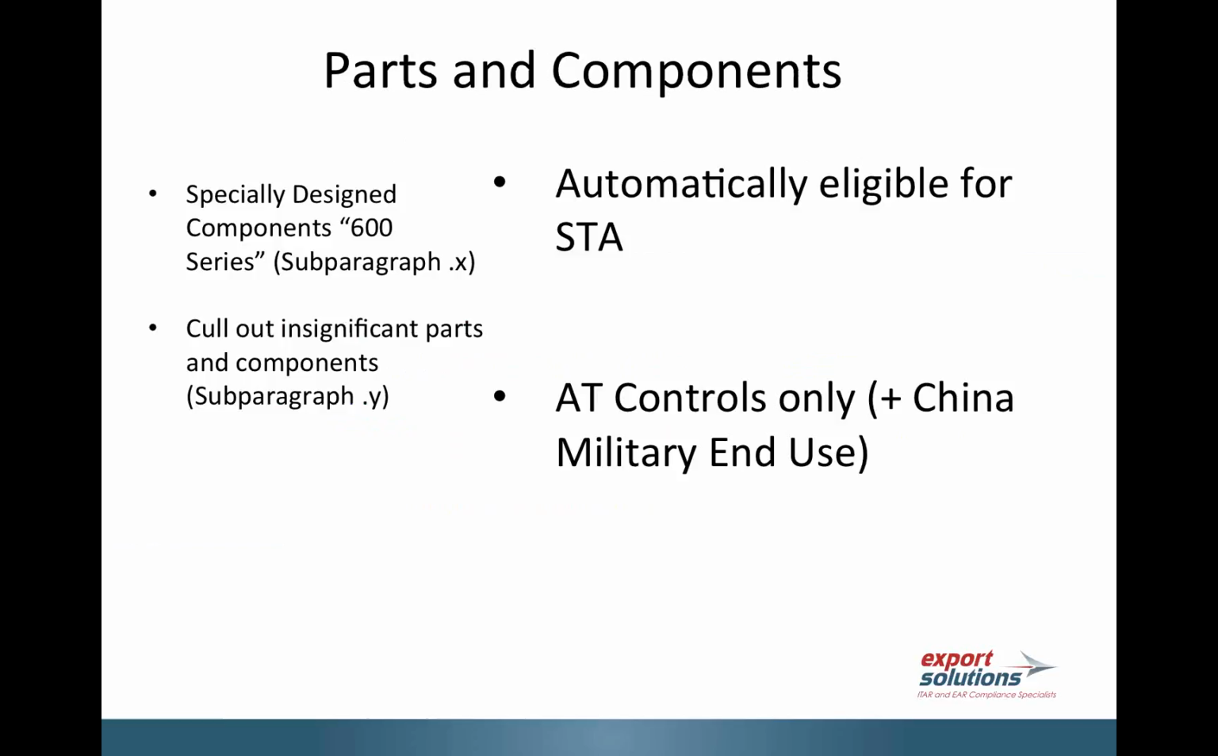Okay, specially designed components in the 600 series are automatically eligible for STA, keeping in mind, of course, that is 36 countries only that are listed. And these are what we call special subparagraph X items, which would be components. Another thing is that the lettering system for the item and the various components underneath it has been made consistent now. So subparagraphs X and Y, which is the next one down, will be insignificant parts and components. They're getting very consistent with that. Of course, those items under subparagraph Y would have anti-terrorism controls only, plus you wouldn't be able to send them to China for any kind of military end use.